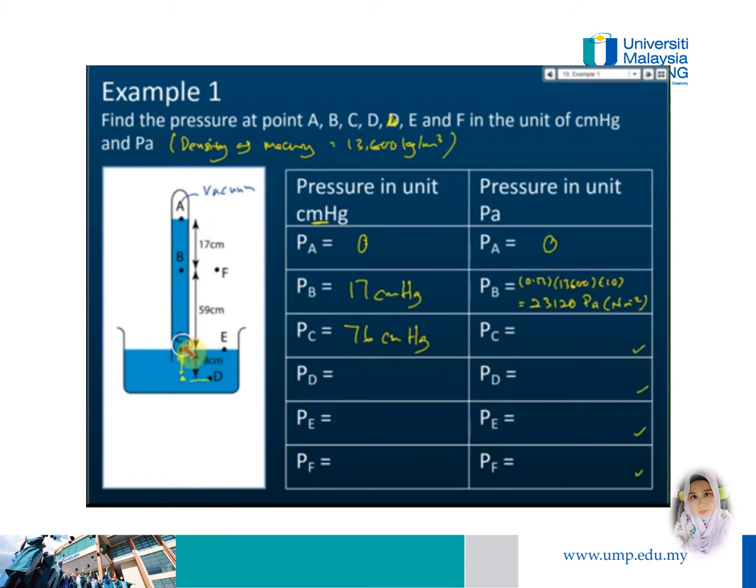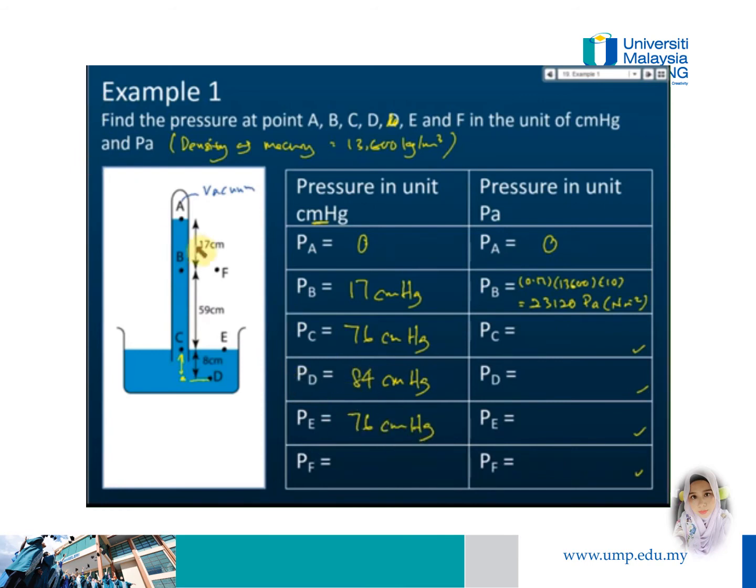So A to C, 76. C to this point plus another 8 cm, 84 cm. So at these levels, the pressure is 84 cm mercury. Then how about pressure at E? E and C are at the same level. Same level, same pressure. PC is 76, so PE must also be 76.